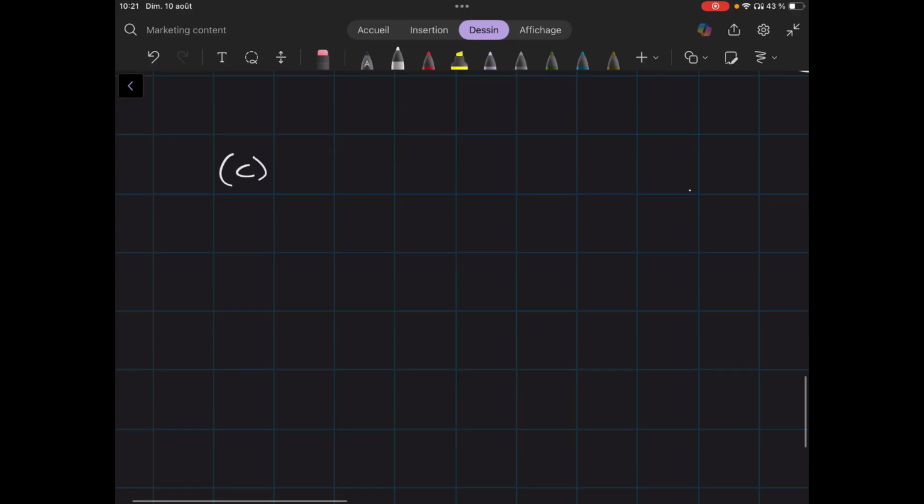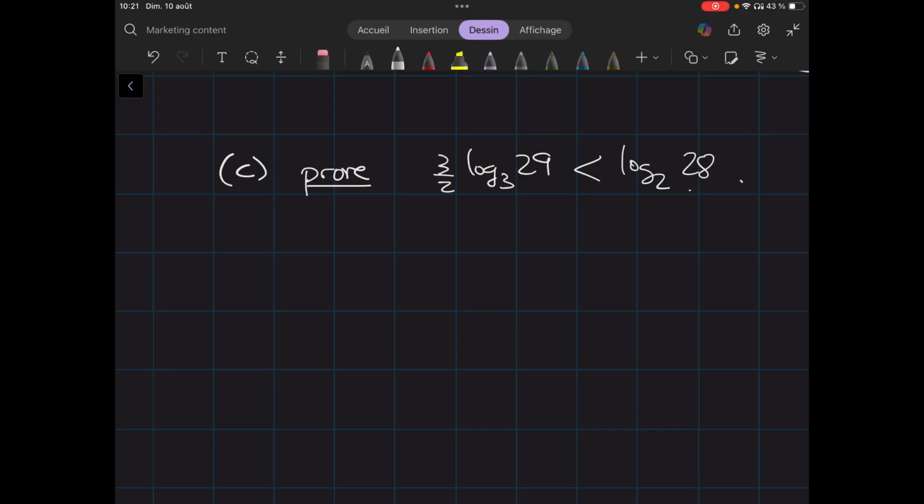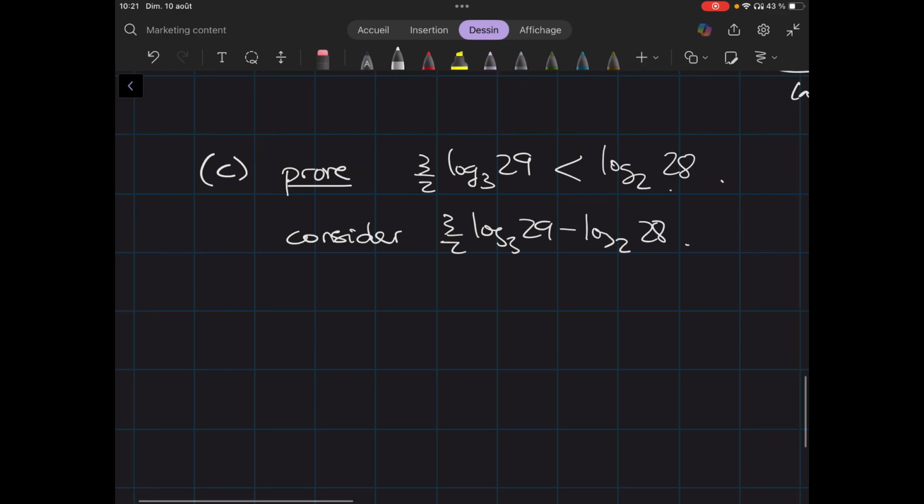Part C. We are now asked to prove that 3 halves log base 3 of 29 is less than log base 2 of 28. Why don't we consider the difference of the two? And depending on the sign of this expression, we can then deduce the inequality.